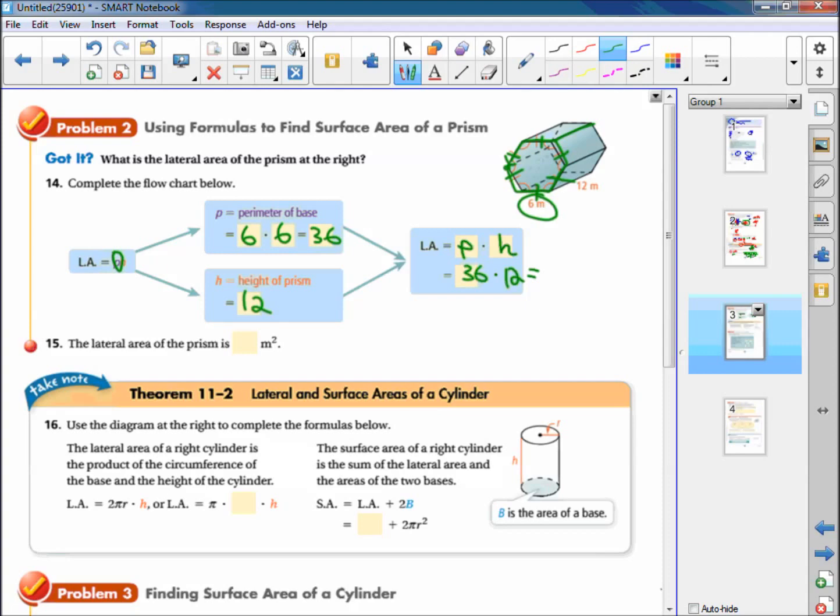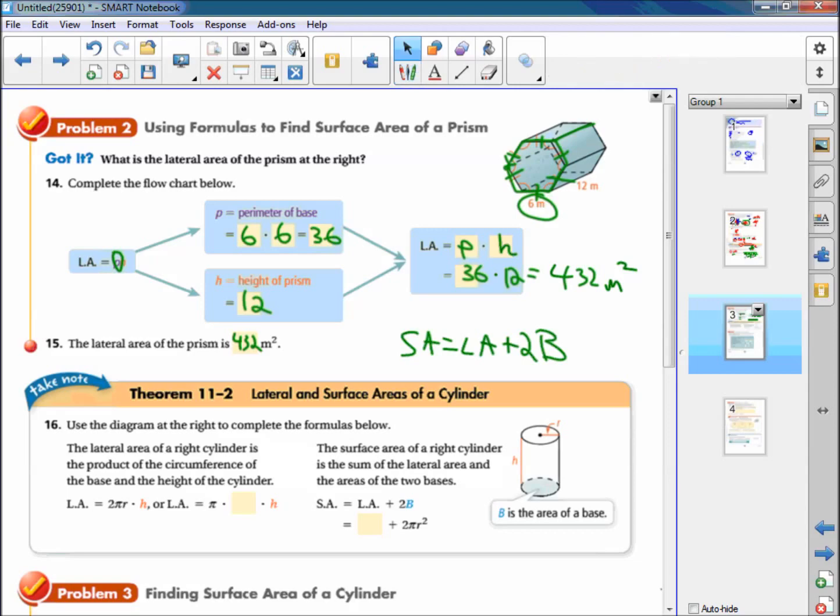36 times 12 will give us 432 meters squared. So that's our lateral area of our prism. Now that's not the whole surface area because we never found the area of the hexagon bases, which we'd have to add on. So remember, surface area is the lateral area for a prism plus 2 times the base because we have 2 identical bases.